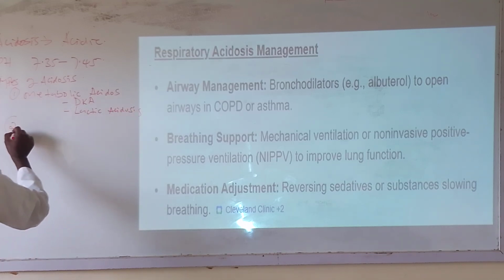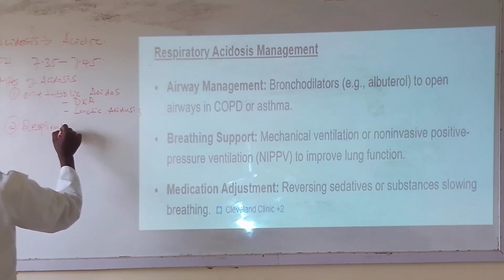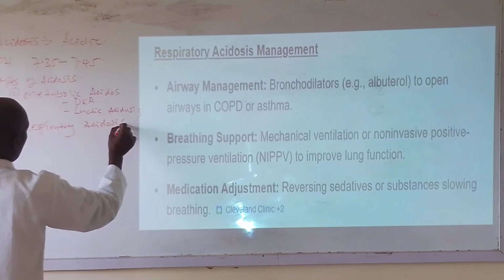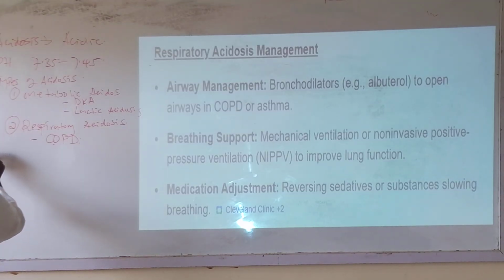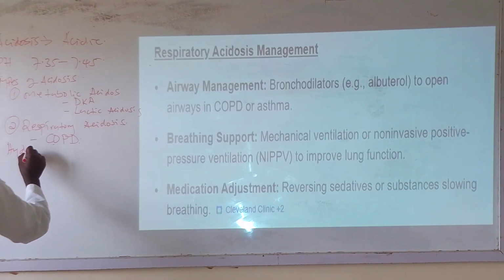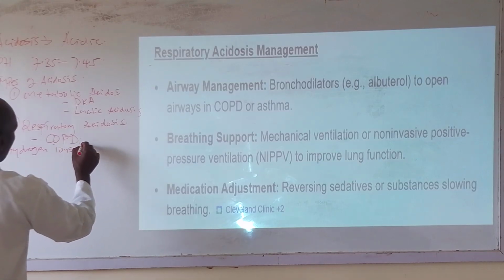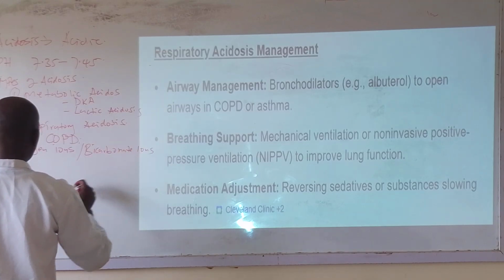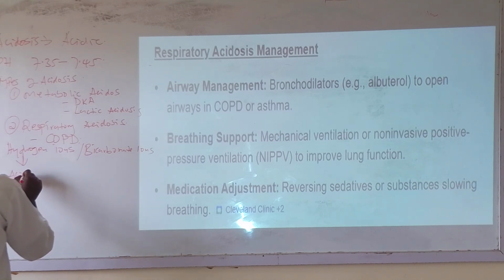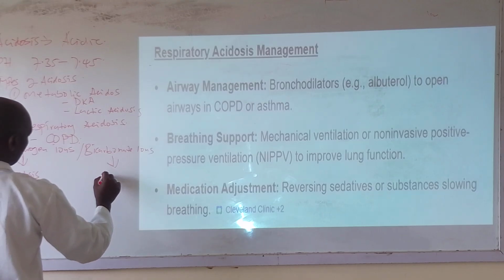The second type of acidosis we said is known as respiratory acidosis. A good example is COPD, which is chronic obstructive pulmonary disease. Another thing that we said is that acidosis plays around the issue of hydrogen ions and bicarbonate ions, whereby excessive hydrogen ions will give you acidosis, while the accumulation of bicarbonates will give you alkalosis.